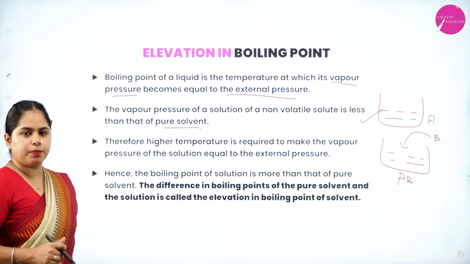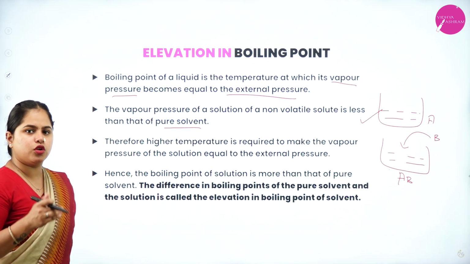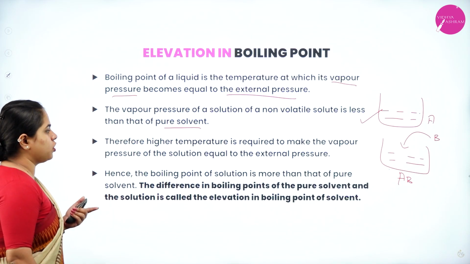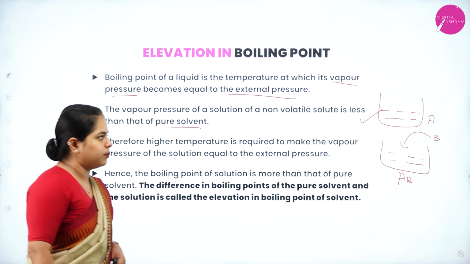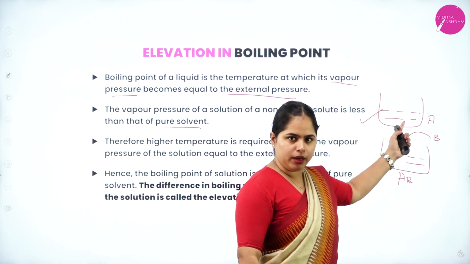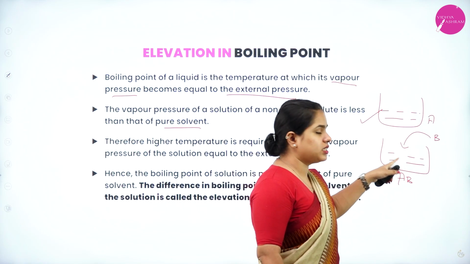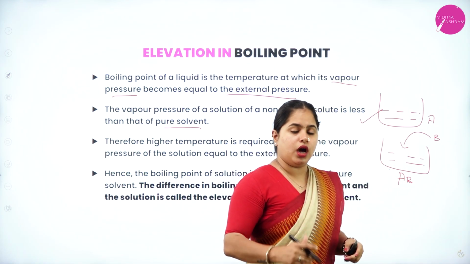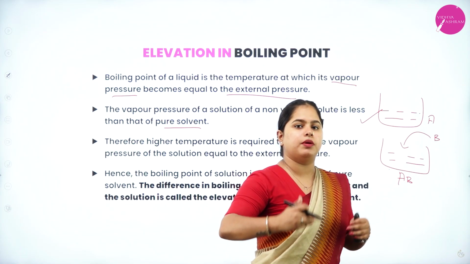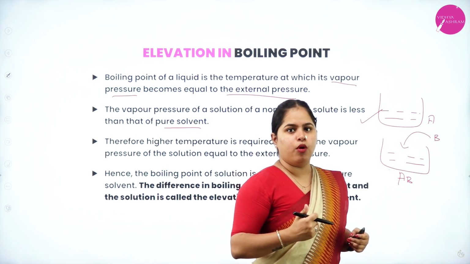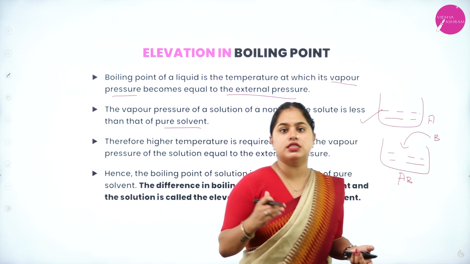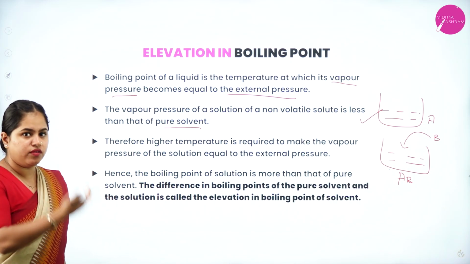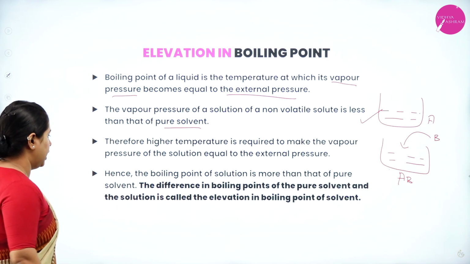Once a solution is prepared, after adding the non-volatile solute, the vapor pressure will be less. Therefore, a higher temperature is required to make the vapor pressure of the solution equal to the external pressure. Now, this will easily boil because the vapor pressure is more. But in this case, the vapor pressure is less. So now to make the vapor pressure and the external pressure equal, a higher boiling point is required. That is why the solution requires a higher boiling point. Hence there will be an elevation in boiling point once the non-volatile solute is added. I hope it is clear.